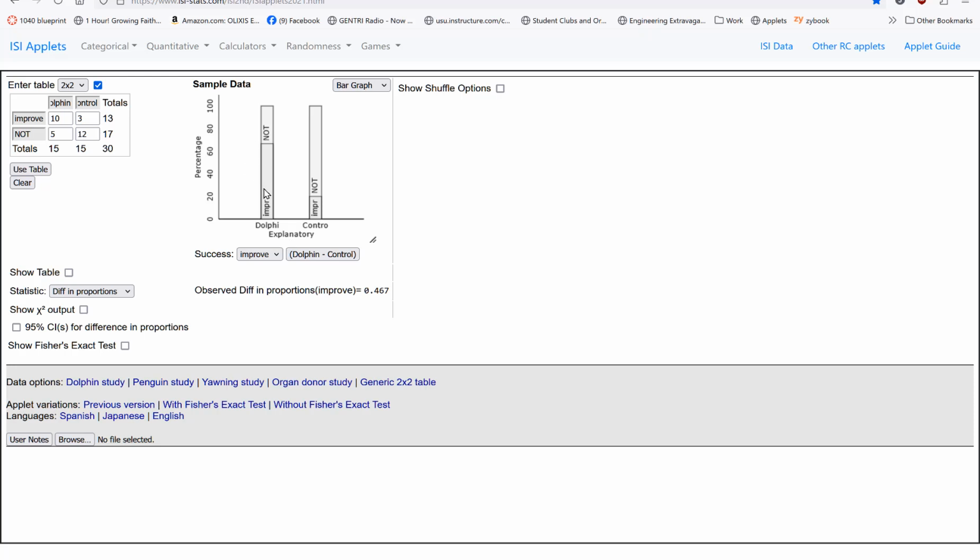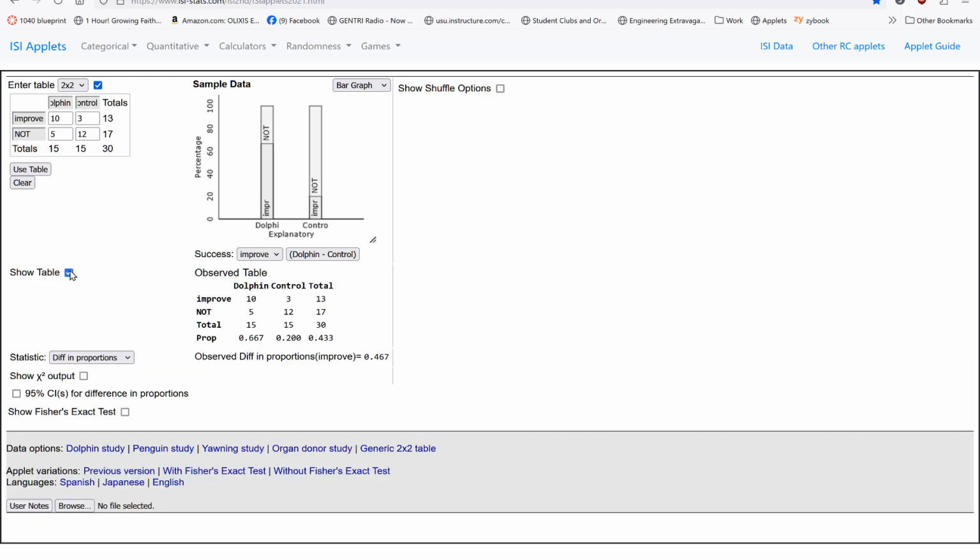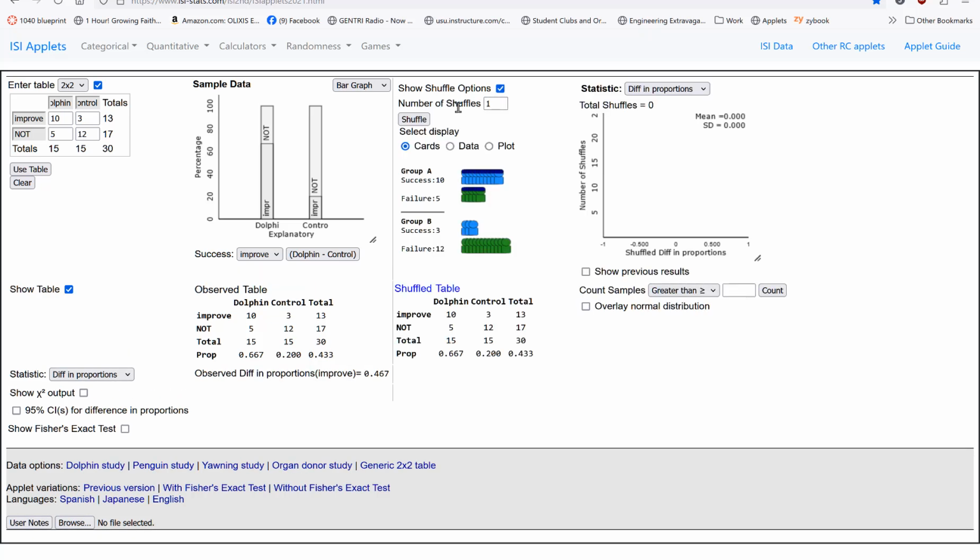You can see the proportions in each group that improved. I can click show table. And now it will tell me my conditional proportions and it will tell me my observed difference in proportions because that's the statistic that I'm using. Then I click show shuffle options. I'm going to do just one shuffle.